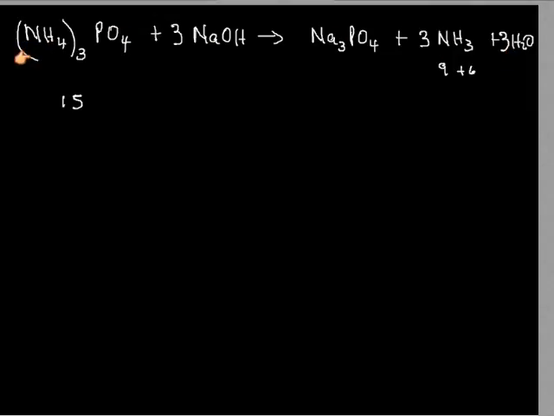Interpretation of this balanced equation is for every 1 mole of ammonium phosphate, you will require 3 moles of sodium hydroxide, and you will produce 1 mole of sodium phosphate, 3 moles of ammonia, and 3 moles of water. And this mole ratio will never change regardless of what the masses of each are.